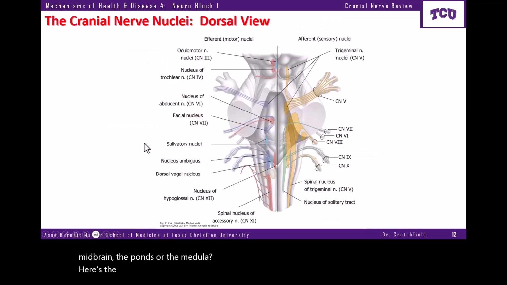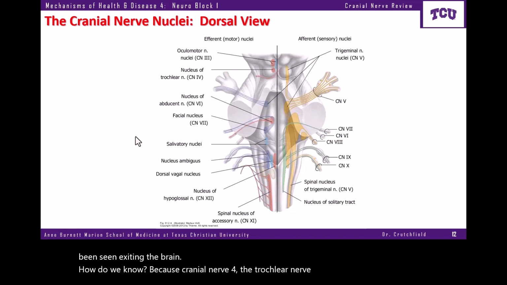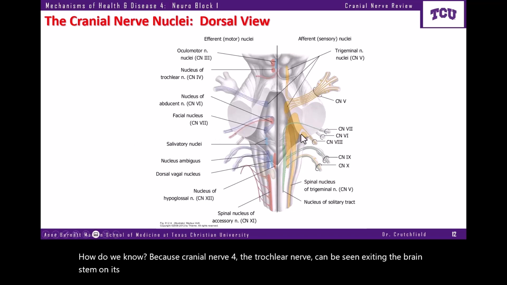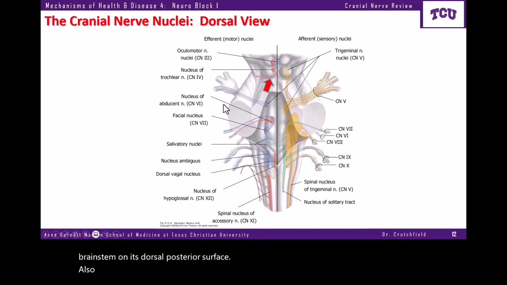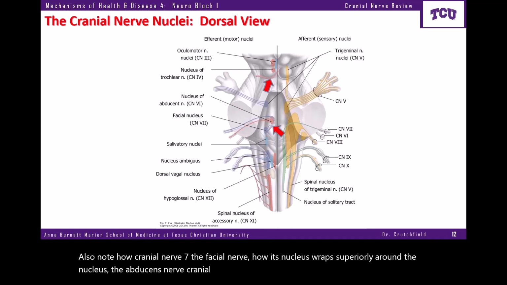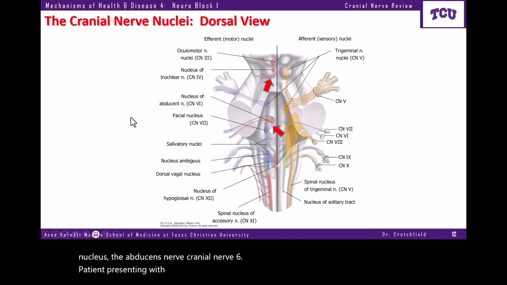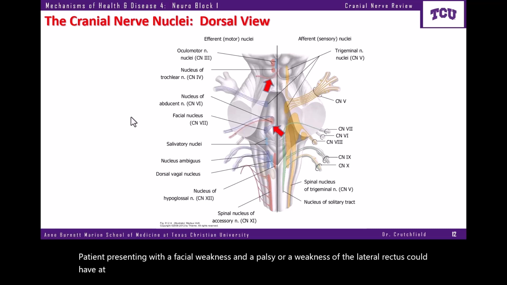Here's the same information, just a different view. We're looking at the posterior, the dorsal view of the brainstem. How do we know? Because cranial nerve 4, the trochlear nerve, can be seen exiting the brainstem on its dorsal posterior surface. Also note how cranial nerve 7, the facial nerve, how its nucleus wraps superiorly around the nucleus of the abducens nerve, cranial nerve 6. A patient presenting with a facial weakness and a palsy or a weakness of the lateral rectus could have a tumor, an aneurysm, or other pathology at this point in the brainstem.